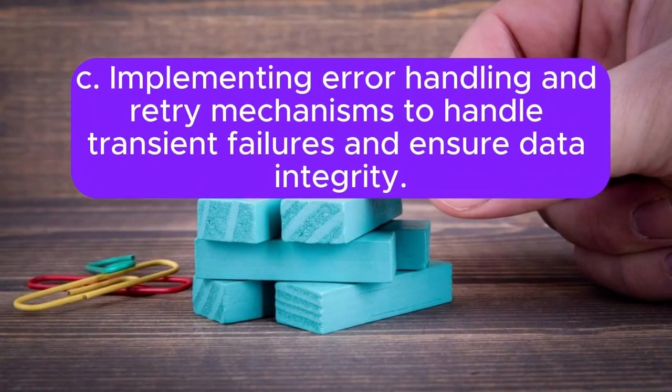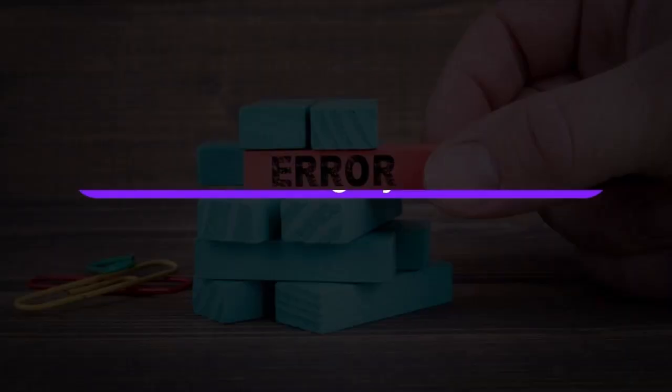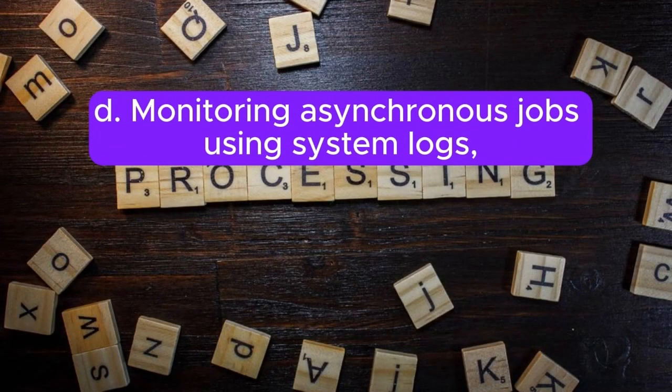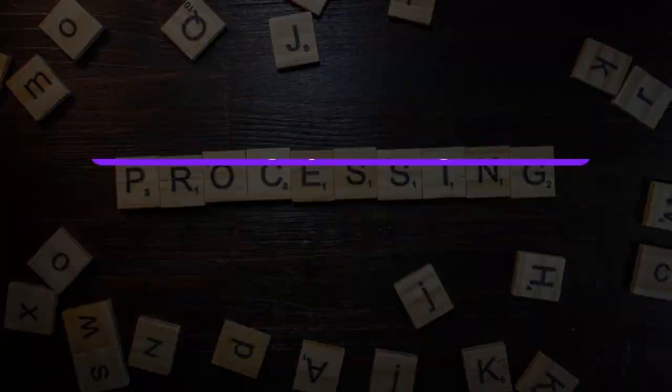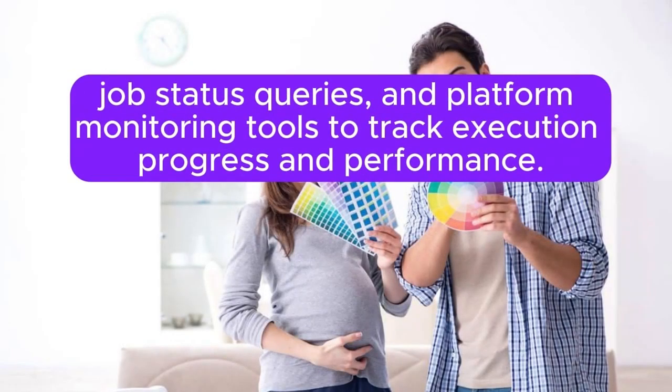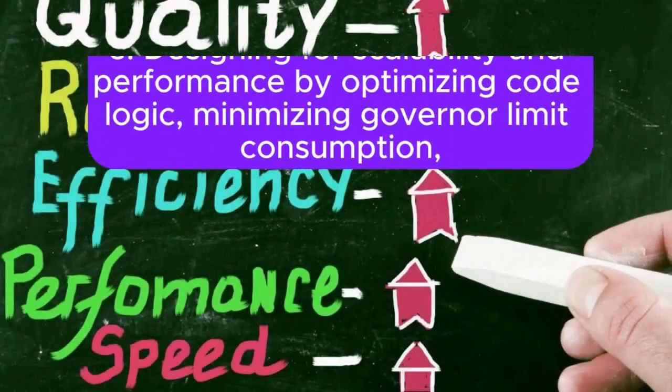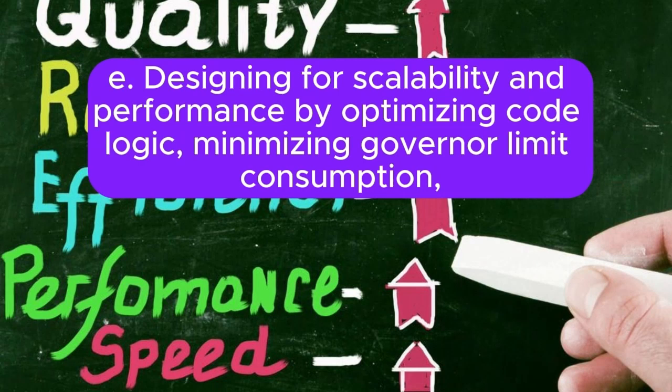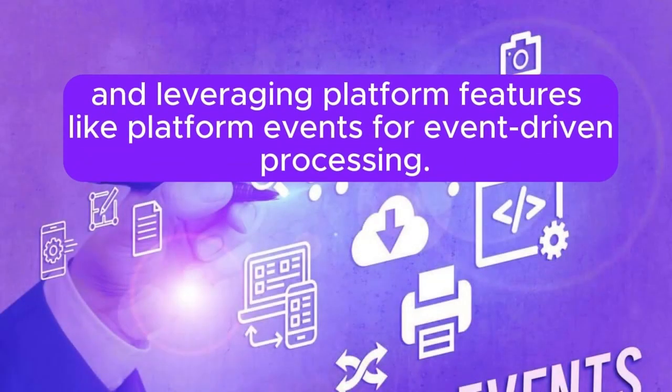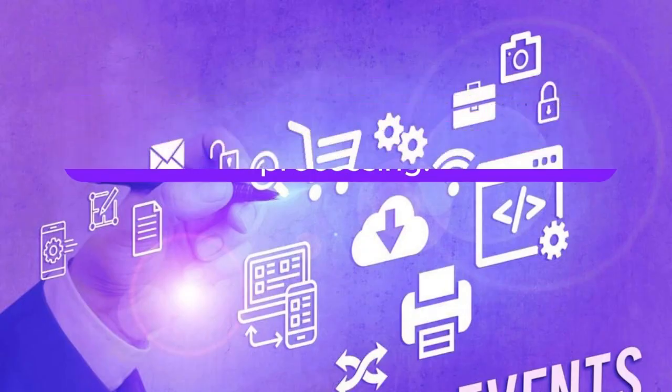C. Implementing error handling and retry mechanisms to handle transient failures and ensure data integrity. D. Monitoring asynchronous jobs using system logs, job status queries, and platform monitoring tools to track execution progress and performance. E. Designing for scalability and performance by optimizing code logic, minimizing governor limit consumption, and leveraging platform features like platform events for event-driven processing.